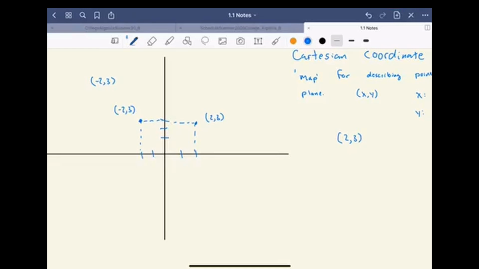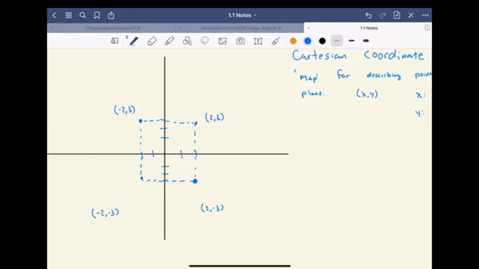Okay. Another point I might want to give, let me erase that here because it doesn't really do anything over there since it's over here already. Another point I might want to give is -2, -3. Okay. 2 to the left and 3 down. And then finally, 2, -3. Okay, 2 to the right and 3 down. Now, I don't need this here either.